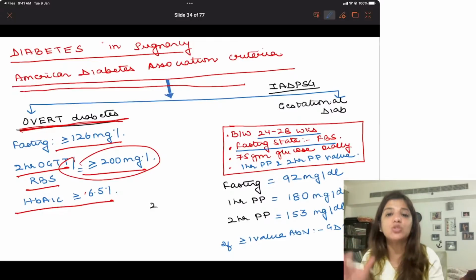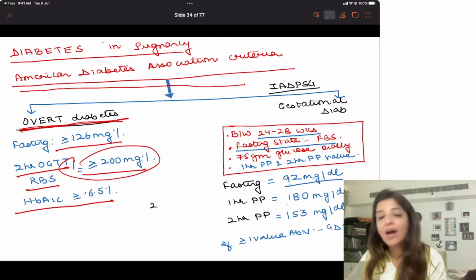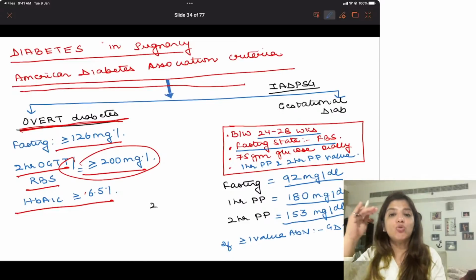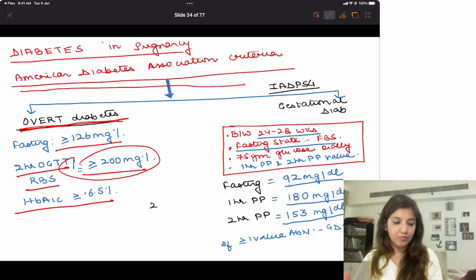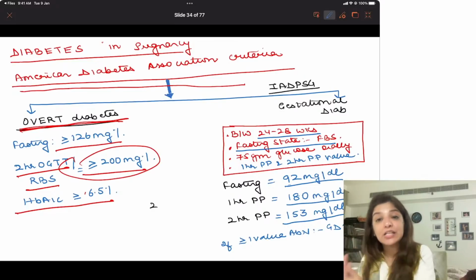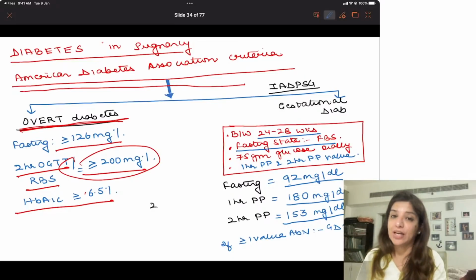And what are those values? The upper limit for fasting is 92, 1-hour PP is 180, and 2-hour PP upper limit is 153. So 92, 180, 153. Right? Clear? Have you understood? These are international guidelines. Those were the Indian guidelines which I was telling you.